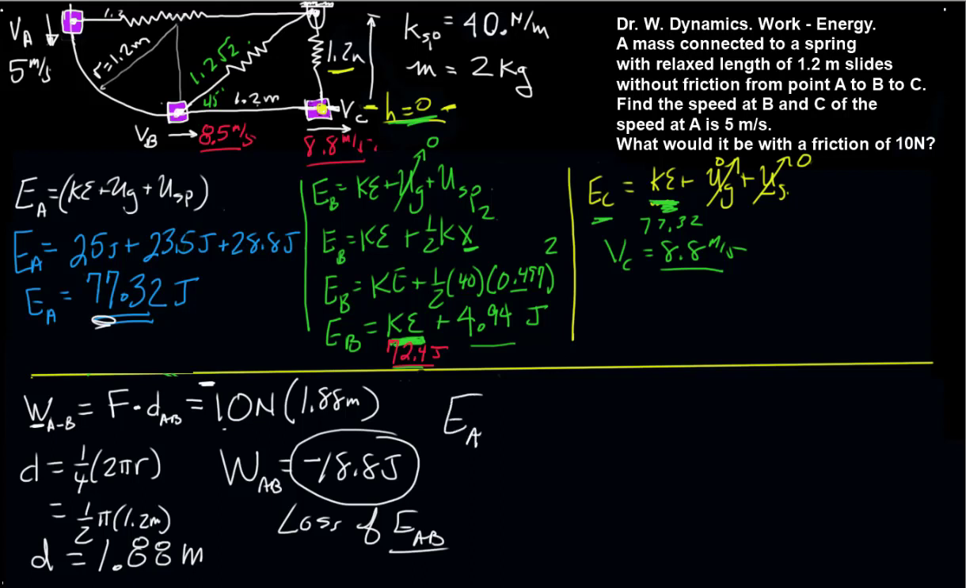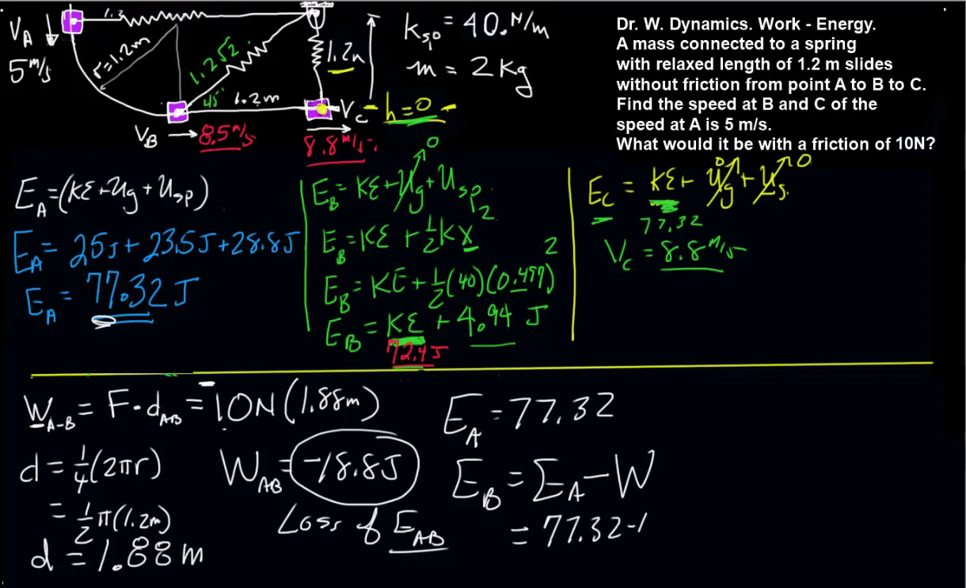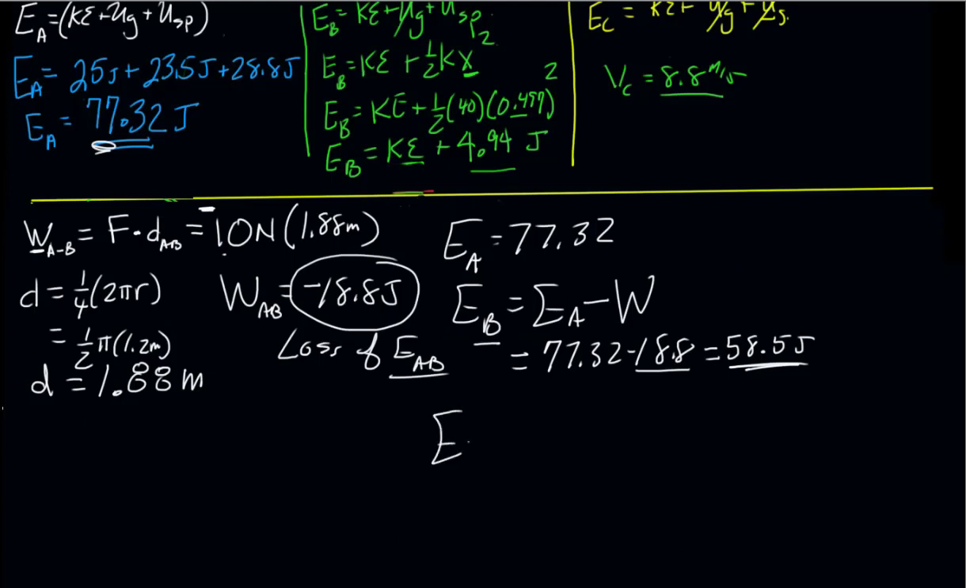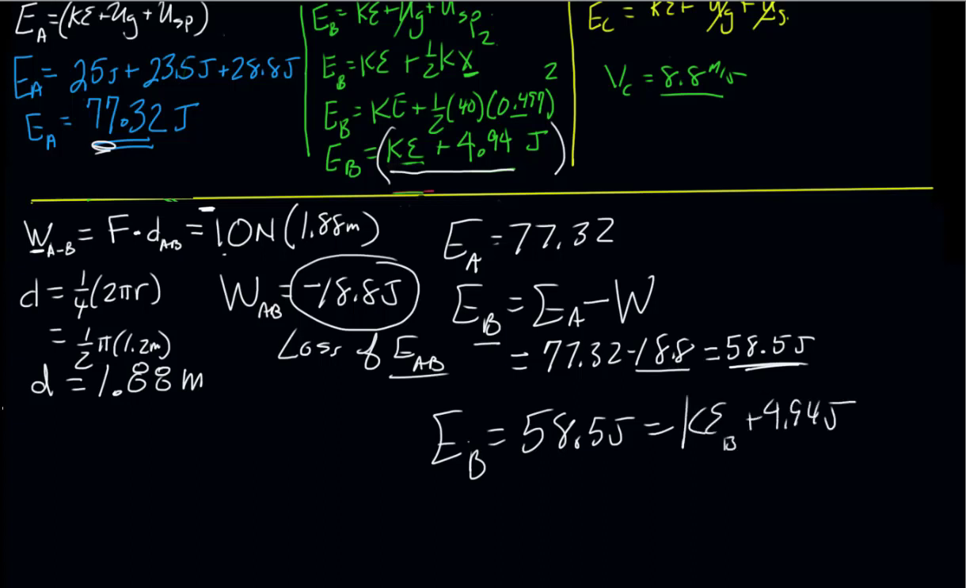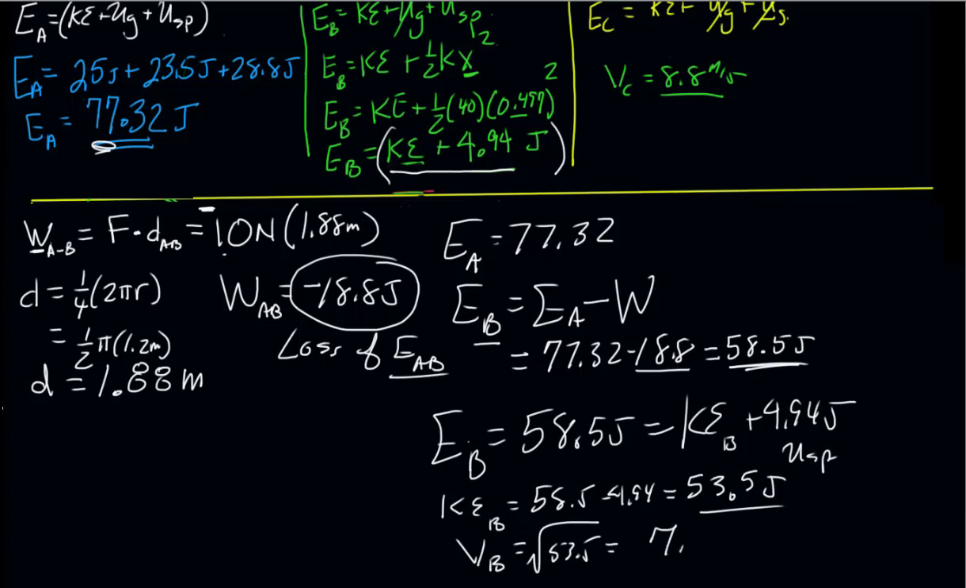Well, the energy at A was 77.32, so the energy at B will be the energy at A minus this work, which will be 77.32 minus 18.8, which is 58.5 joules. So the energy at B is 58.5 joules. And we see that it's equal to this, which is still true. It's equal to the kinetic energy at B plus 4.94 joules of spring energy. So the kinetic energy at B will be 58.5 minus 4.94, which is 53.5 joules. So the velocity now at B will be the square root of 53.5, which is 7.32 meters per second.